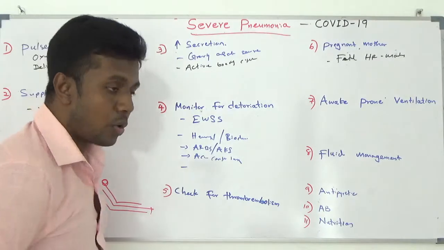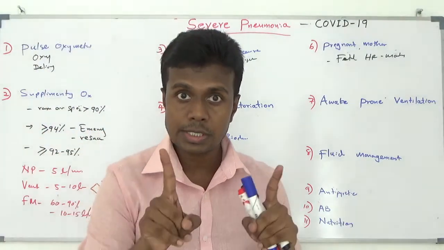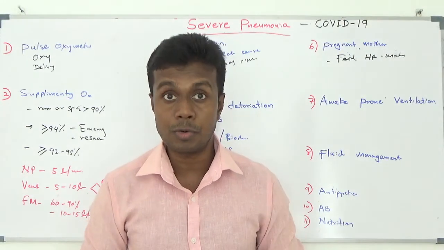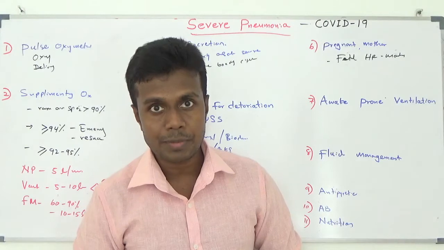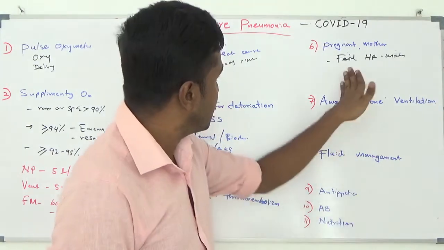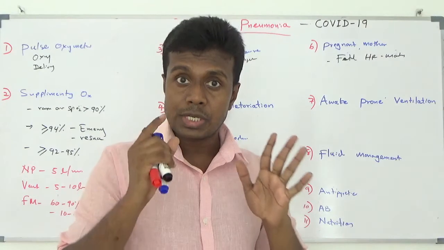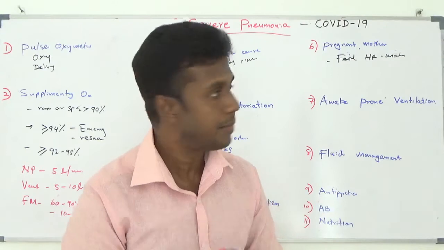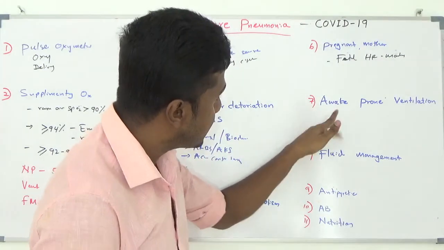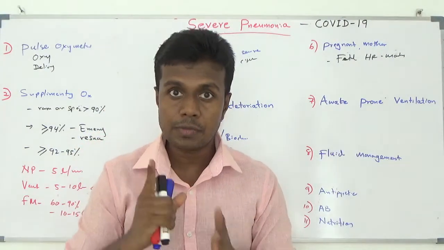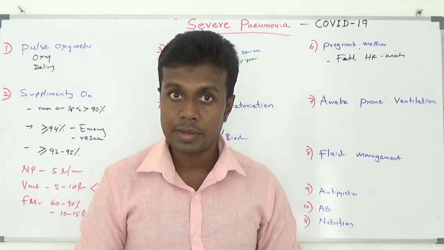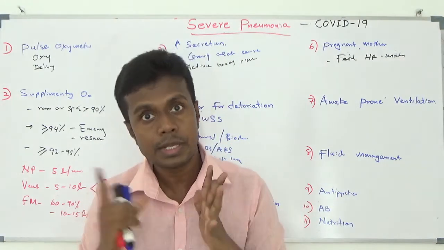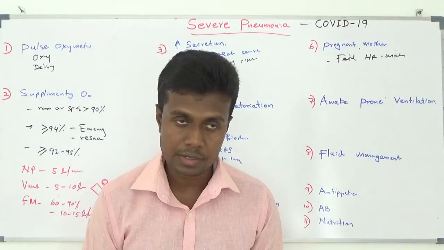Then check for features of thromboembolism or DVT. You have to consider thromboprophylaxis for your patient. The most favorite one is enoxaparin, 40 mg daily in a healthy adult. If you find a pregnant mother, once you resuscitate, check the fetal heart rate and consider fetal monitoring. You have to consider awake prone ventilation because it is found to improve oxygenation. But your patient can experience pain, and can go into hypotension. In that case, you may have to turn them onto their back.